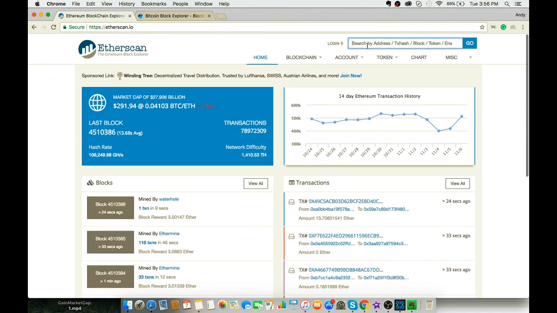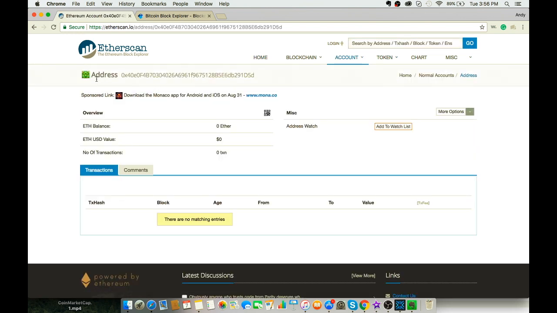But what I use this for is I type in my address right here. This is an Ethereum address, just a random address I pulled. And it's going to show my address up here, and it's going to show that there's nothing in there currently. There's no Ethereum, there's no value, and there's never been any transactions.